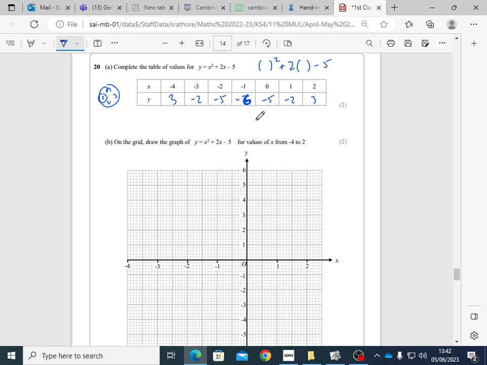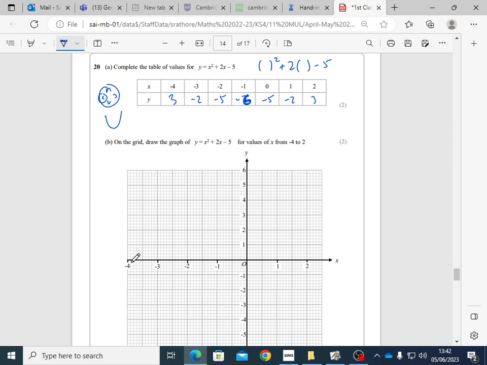Because of symmetry. They are symmetrical at that point because this is a quadratic curve which will go down and then back up. Okay? So, listen. We're now going to plot these points and then show you how it works.